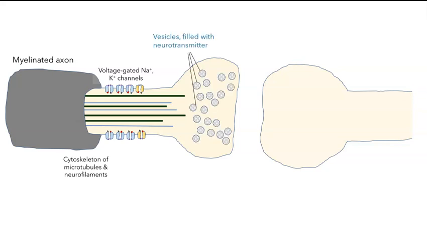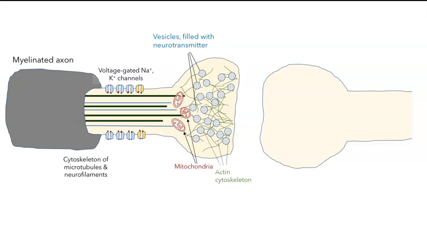Now, when we get to the axon terminal, things look different. Probably the biggest difference is that we see that there are many vesicles that are present, and these vesicles are filled with neurotransmitter. There is a cytoskeleton in the axon terminal, but unlike the cytoskeleton in the axon, the cytoskeleton in the terminal is dominated by a protein called actin. There are quite a few mitochondria in the terminal. Synapses are expensive to maintain, metabolically expensive to maintain, and so we need to have a way to generate ATP.